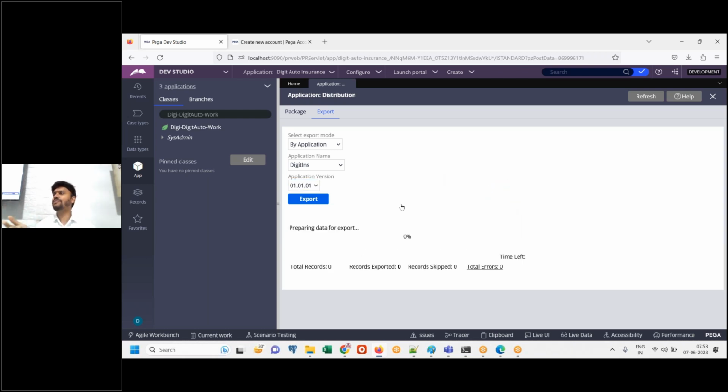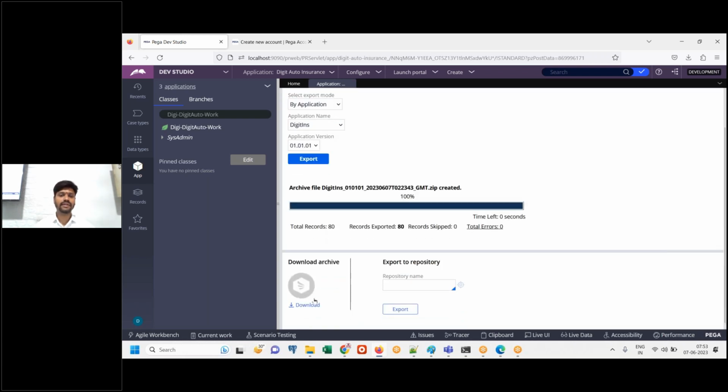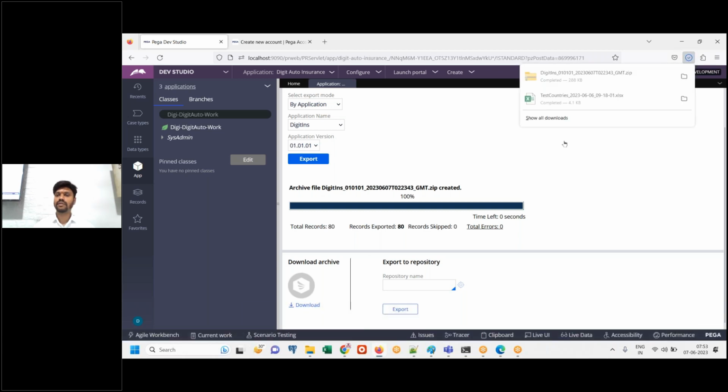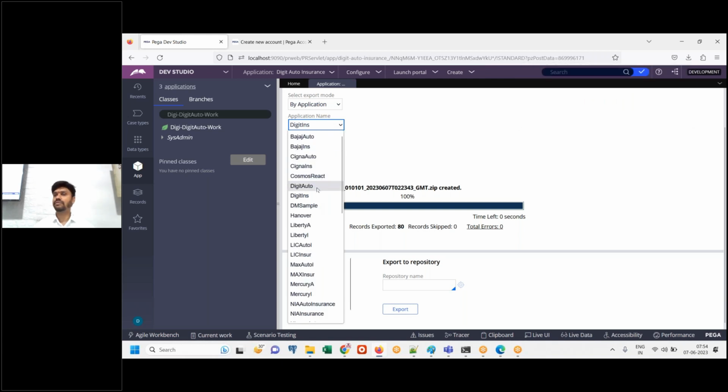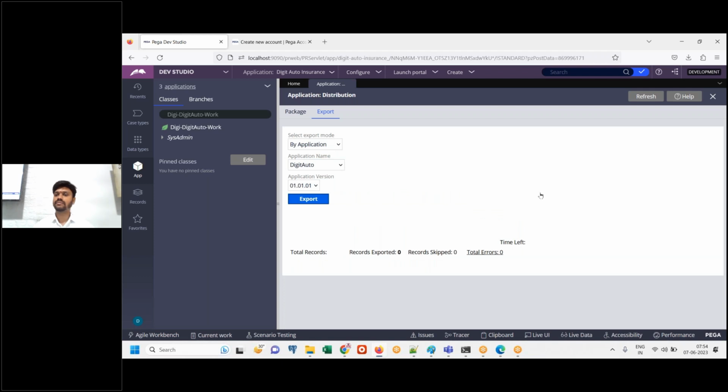From the home version, you don't need to do it, because the home version is on your own machine. Also, if you do it once in a week, then anytime if the Pega software gets corrupted, you will have a backup. Yes or no? Okay, and then download. You don't need to write this down. I have a document for this. I will share it with you. And DigitAuto, DigitINS is completed. Auto export.